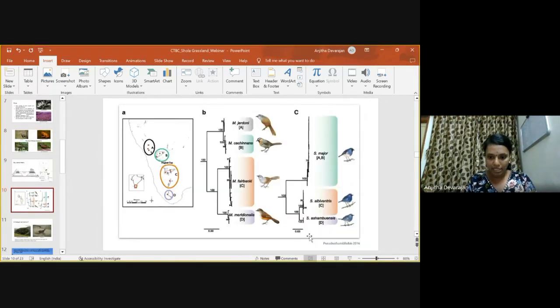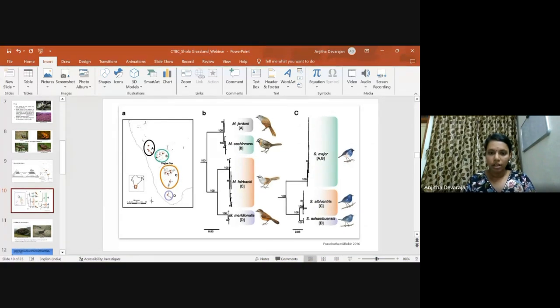Now we can look into a study conducted by Purushothaman and Robin 2016. They looked into the diversity of laughing thrushes and Shola kilies. They studied the laughing thrushes and Shola kilies based on their morphometry and their genetics. These are songbirds, so they compared their songs also. And what they found was there are actually 4 species of laughing thrushes and 3 species of Shola kilies in the southern Western Ghats. And they traced their distribution.